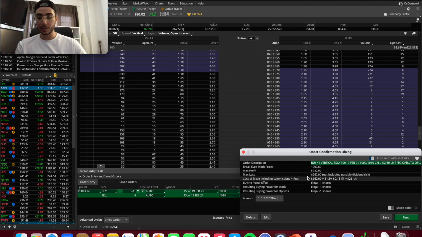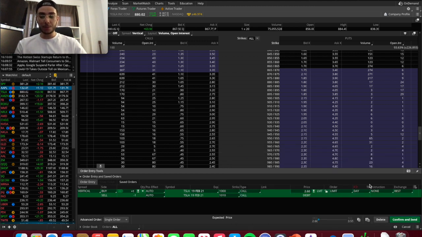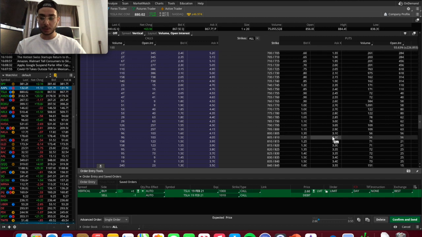That's all it is. And in return, if Tesla gets to 1,000 or above, somewhere between 1,000 and 1,010, you'll be making $740 in return. Now, when you want to open debit spreads, either on the call side or the put side, you can do the same for the put side as well. It's exactly the same thing.